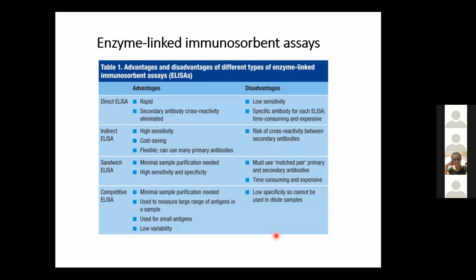So there are advantages and disadvantages of different types of ELISAs. The direct ELISA is rapid, but it has low sensitivity. The indirect has a higher sensitivity, but there's also a risk of cross-reactivity with the secondary antibody that you add. We also have a sandwich ELISA, where minimal sample purification is needed, but it might be time consuming because of the laborious test steps in the lab. And you also have a competitive ELISA, the one that I've just mentioned, which uses small antigens and has low variability, right?